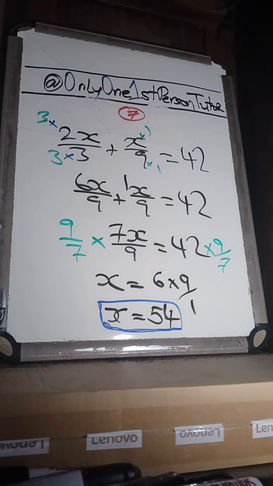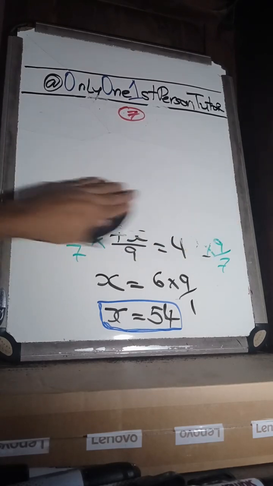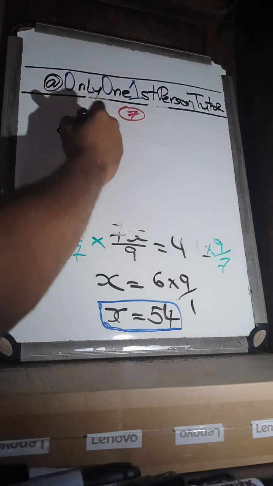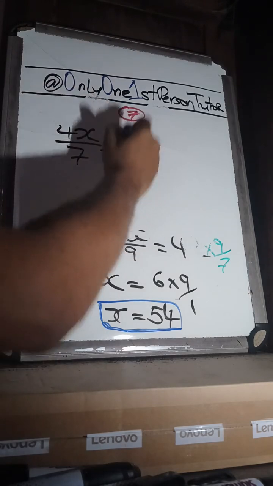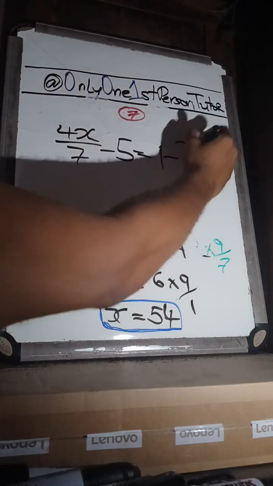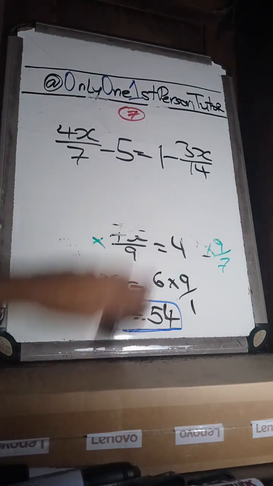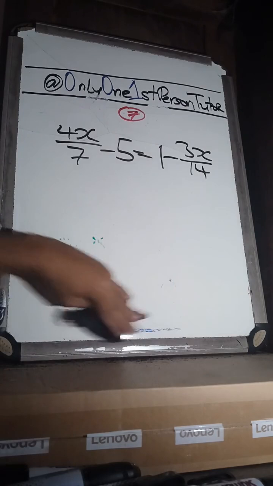What is this one? 4x over 7 minus 5, and that's equal to 1 minus something. Okay, there we go. Let me get rid of this.